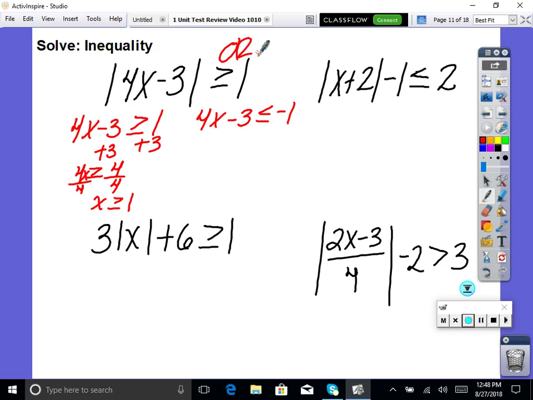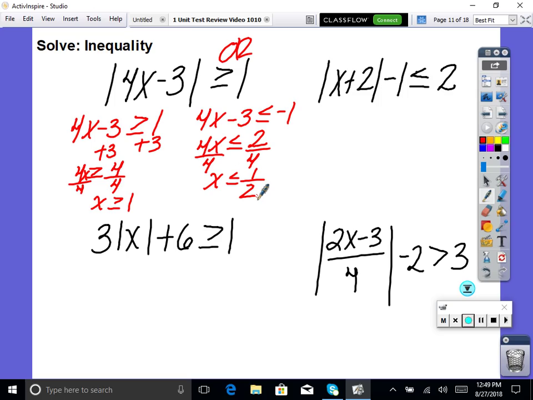Greater, this is an or statement, either or. So add 3. 4x is less than or equal to, when you add 3, you get 2. Divide by 4, divide by 4. So x is less than or equal to 1/2. Either or answer gets to come because it's greater.